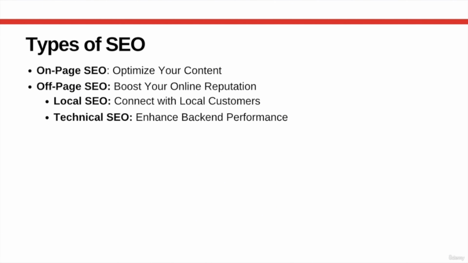In summary, different types of SEO work together to enhance your website's visibility. On-page SEO makes your content engaging. Off-page SEO builds your reputation. Local SEO targets nearby customers, and technical SEO ensures your site runs smoothly. Together, they help attract more visitors and improve search engine rankings. We will cover them all practically in the upcoming videos.